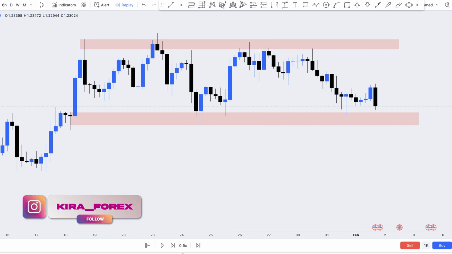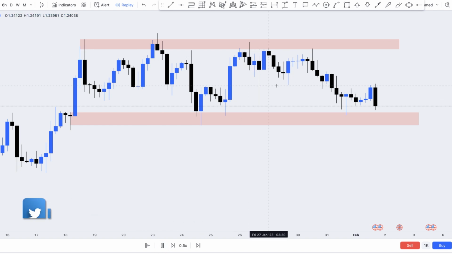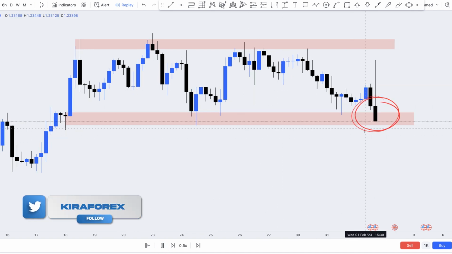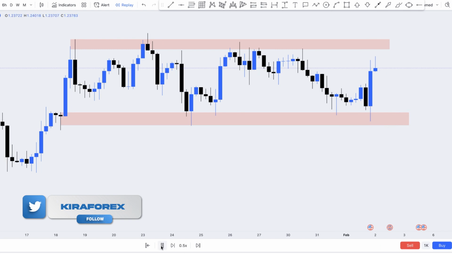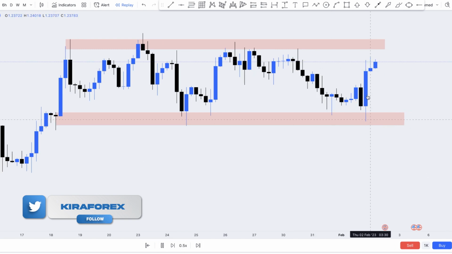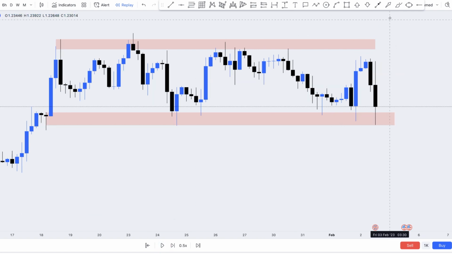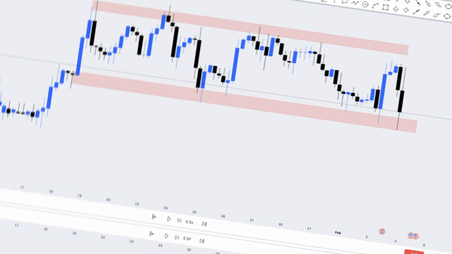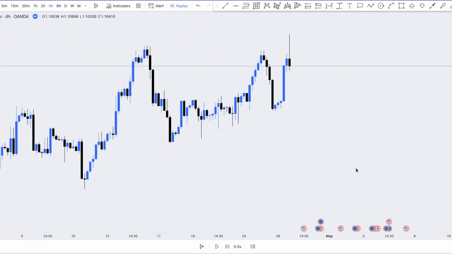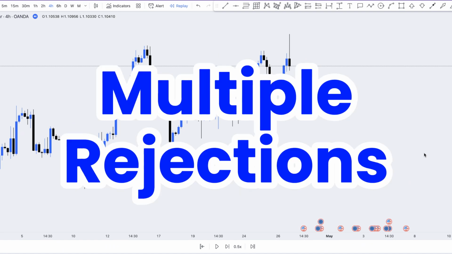Now look at this example here. This is our support level. This is our resistance level. Now look at what happened here. Immediately price got to the support level, you can see that price rejected the support level and then started moving up towards the resistance level. Alright, so the first rule you should consider when trading support and resistance is multiple rejections. So the first rule is multiple rejections.